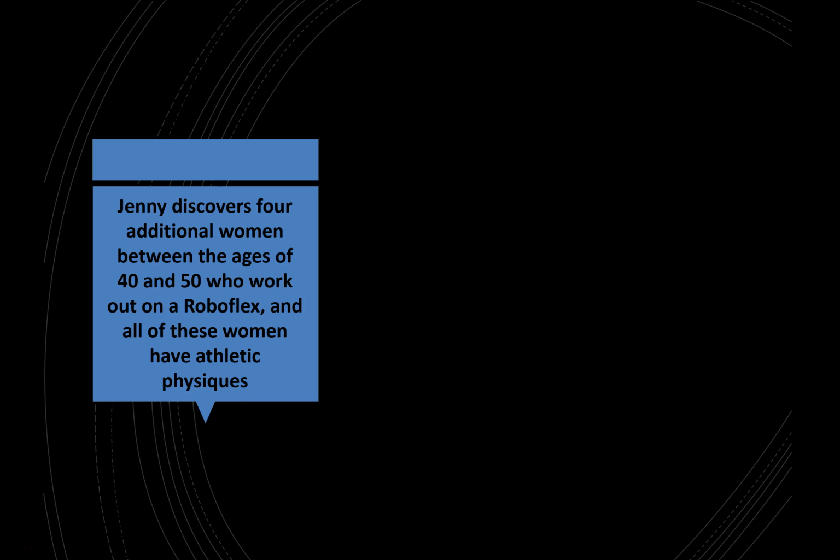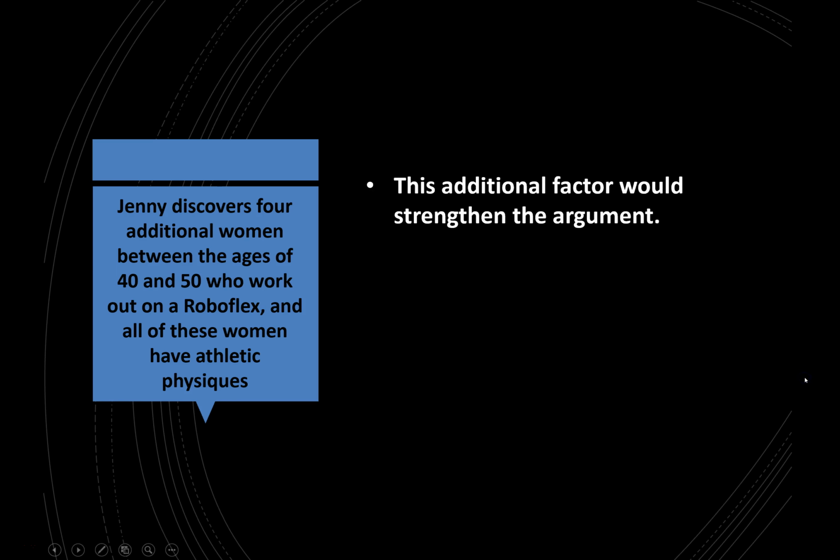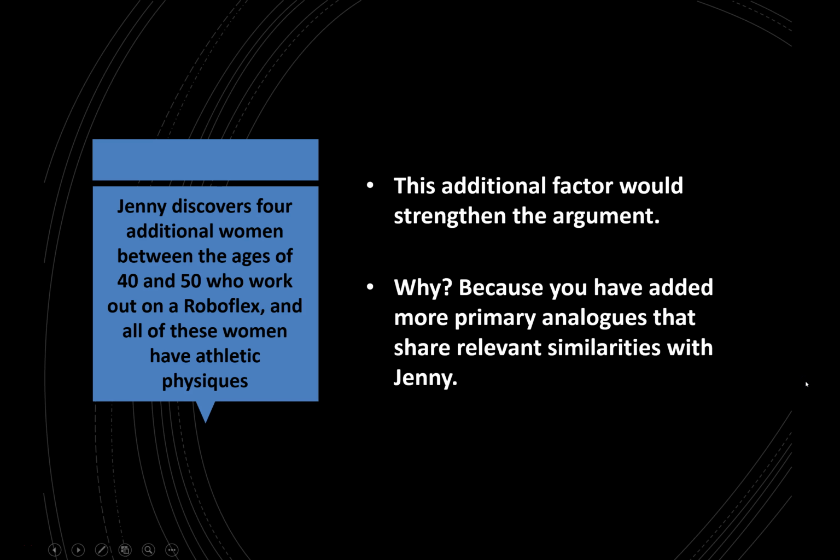A couple more slides. So then Jenny discovers 4 additional women between the ages of 40 and 50 who work out on a RoboFlex, and all of these women have athletic physiques. It's starting to sound like it's looking better for Jenny then, isn't it? Right? Considering that Jenny's 45. So this additional factor would strengthen the argument. Why? Because you've added more primary analogs that share relevant similarities with Jenny.